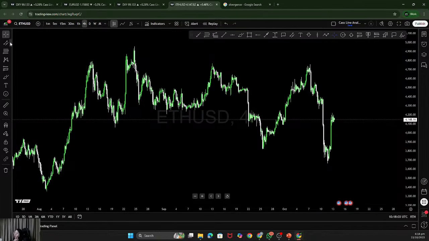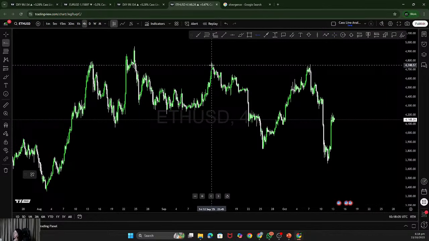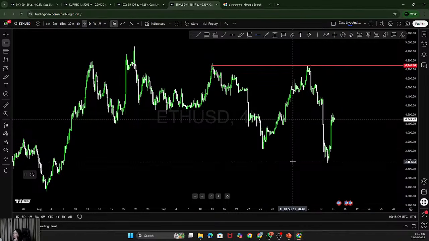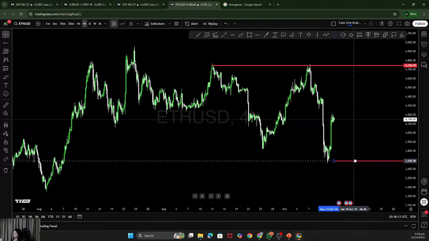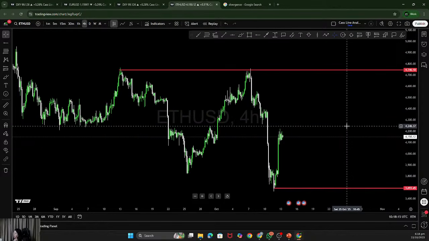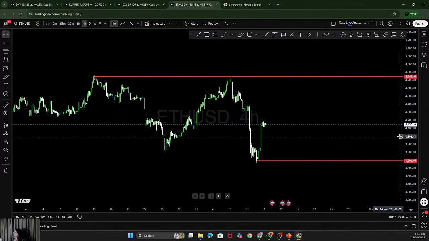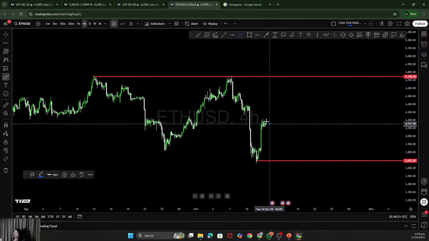Okay, so that's okay. What I'm going to do now is just highlight zones. I'm going to highlight support and resistance zones, and those zones will tell us a story of what we're going to do next. Price is in the middle of those zones.